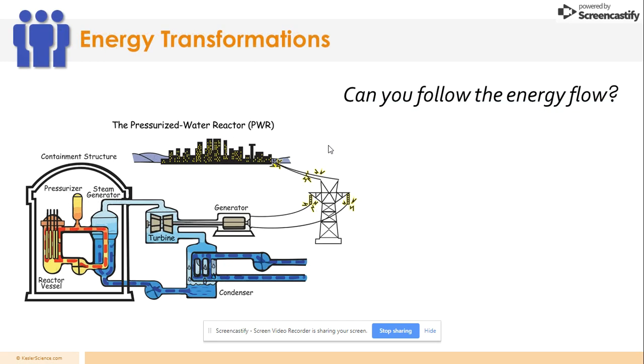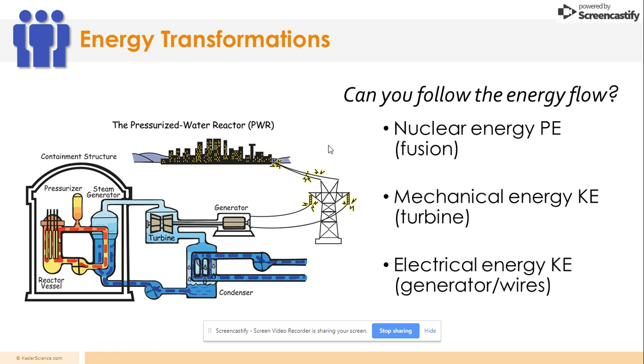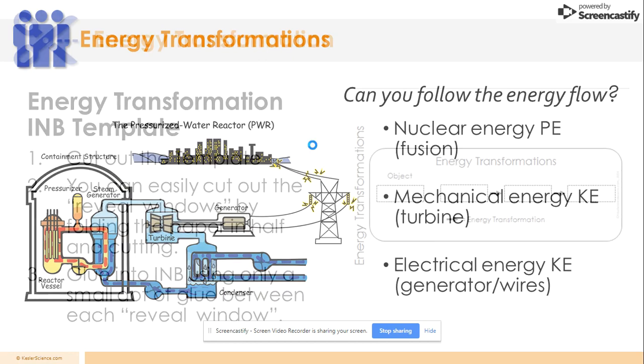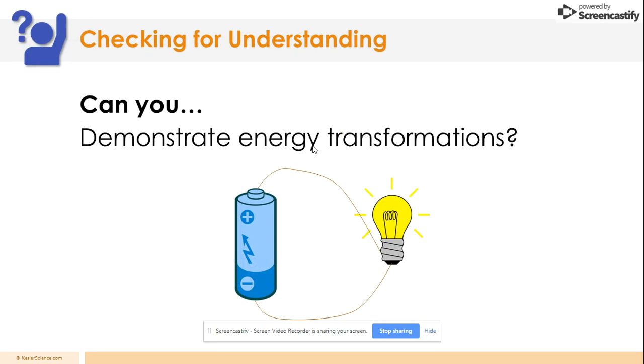Can you follow the energy flow? Here we see nuclear energy from fusion being converted into mechanical energy when a turbine turns. This is then converted through a generator into electrical energy into wires, which is sent to something like a city. So, from this, can you demonstrate energy transformations?